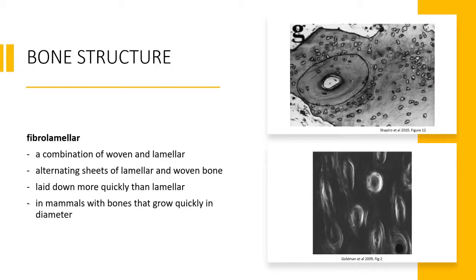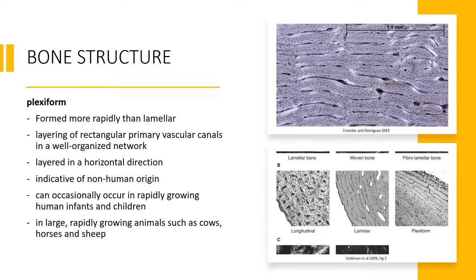Fibrolamellar bone is simply a combination of woven and lamellar bone. It has alternating sheets of lamellar and woven bone. It is laid down more quickly than lamellar bone and is found in mammals with bones that grow quickly in diameter. Plexiform bone is formed more rapidly than lamellar bone.